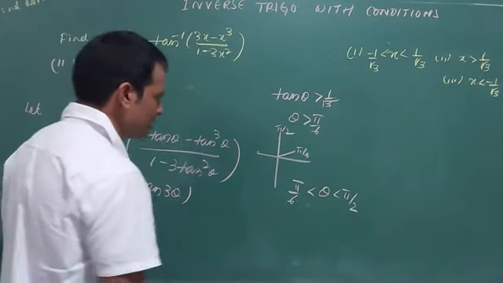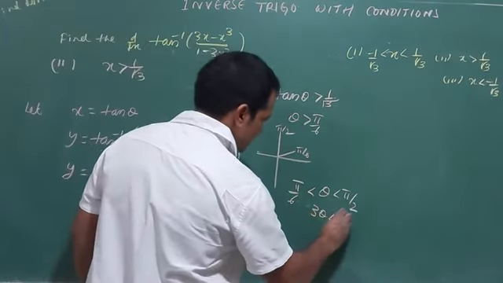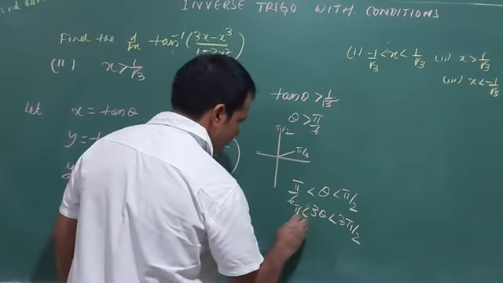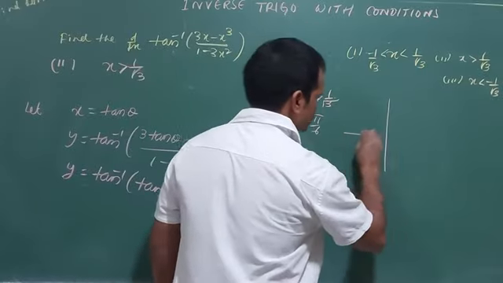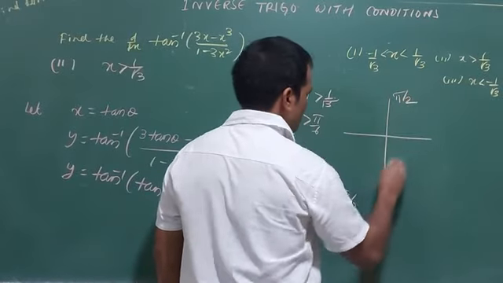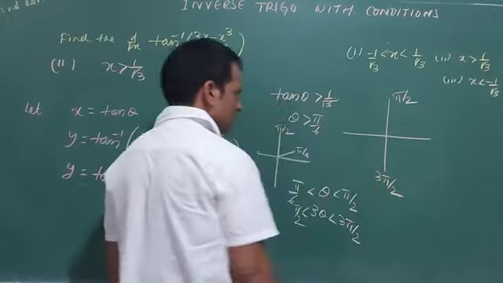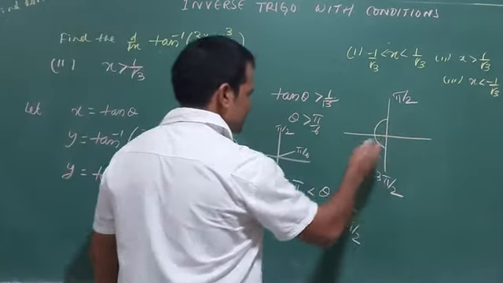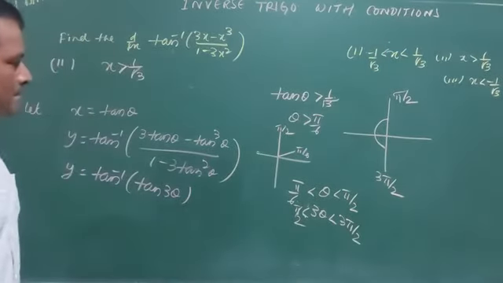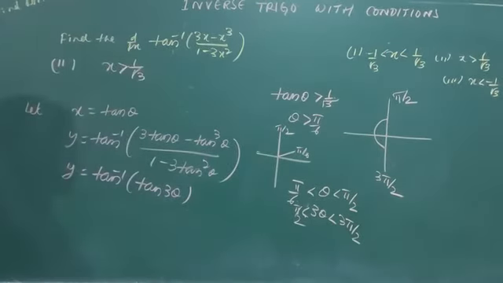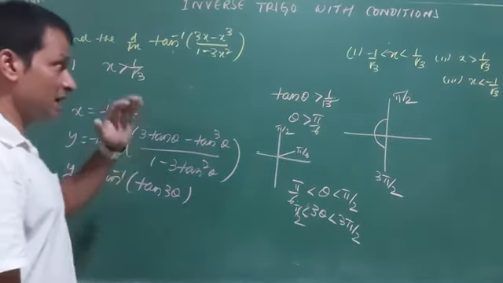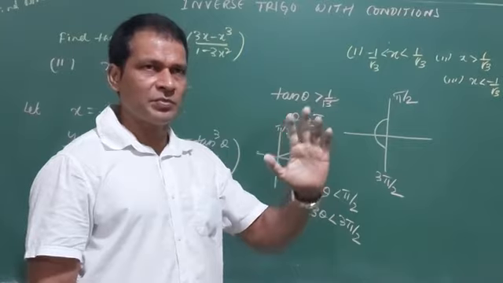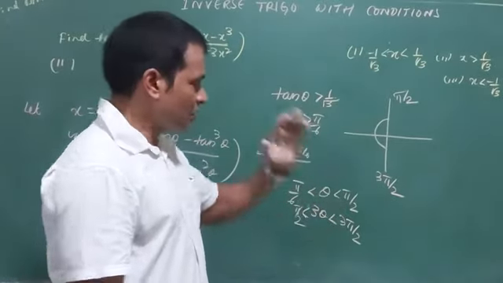As I am getting 3 theta, 3 theta is less than 3 pi by 2 and greater than pi by 2. That means my zone is pi by 2 to 3 pi by 2, somewhere lying between this. Clear? Now, when I am lying between this, what is my original range of tan inverse x? My original range of tan inverse x is minus pi by 2 to pi by 2. That I have to keep in mind.